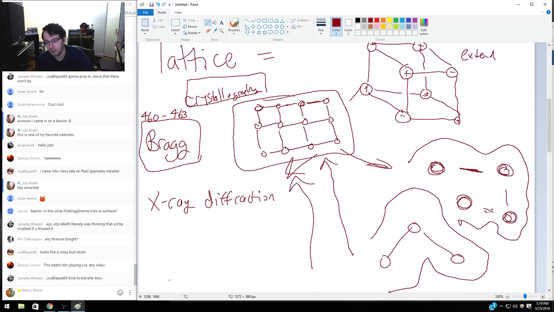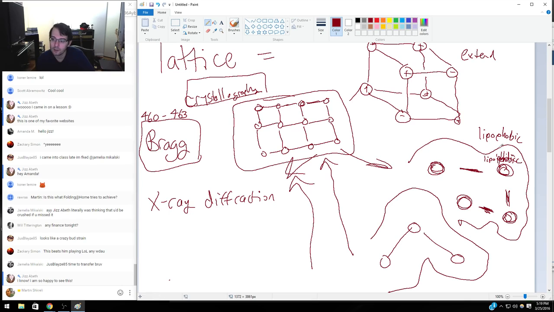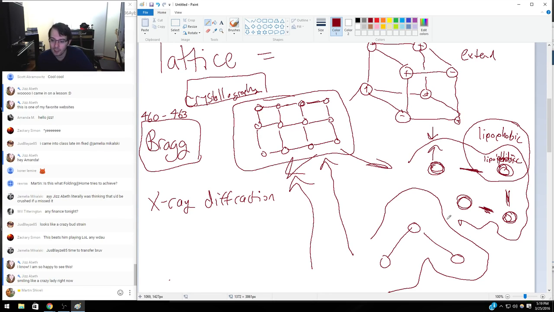You say, okay, I need a more lipophilic molecule. If this is lipophobic here, or a hydrophilic pocket, I'm going to need something that's lipophilic here, or lipophobic here, more accurately. I need to sort of match it. There's different ways that I need to understand how to pair off the molecules that I'm designing, and for that I need to do this X-ray diffraction.